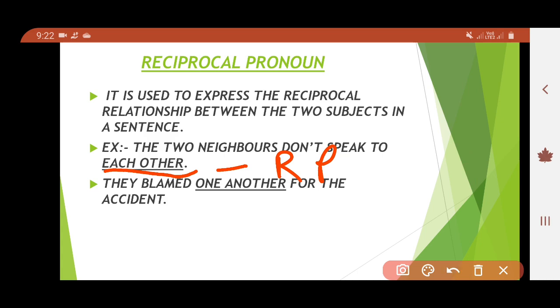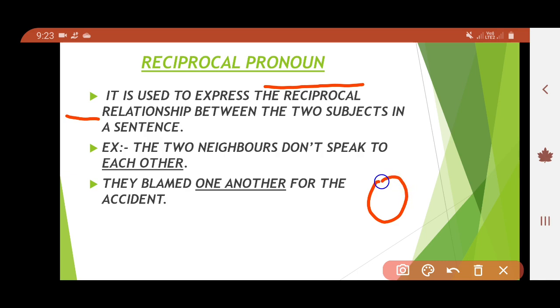So it is used to express the reciprocal relationship, as we said. That means what? The action will be not only on one part but on the second part also. If this one is doing a thing, then this one will also do the same thing. That is reciprocal.